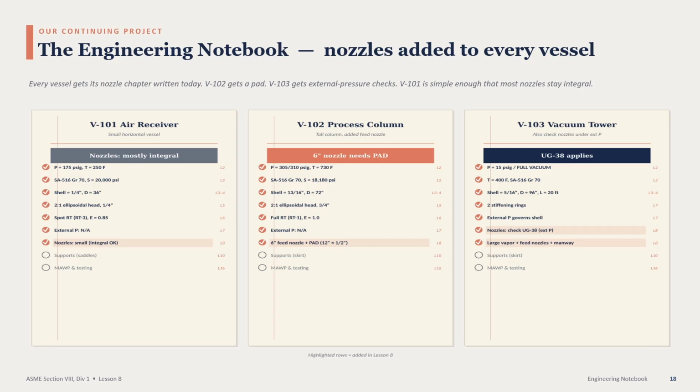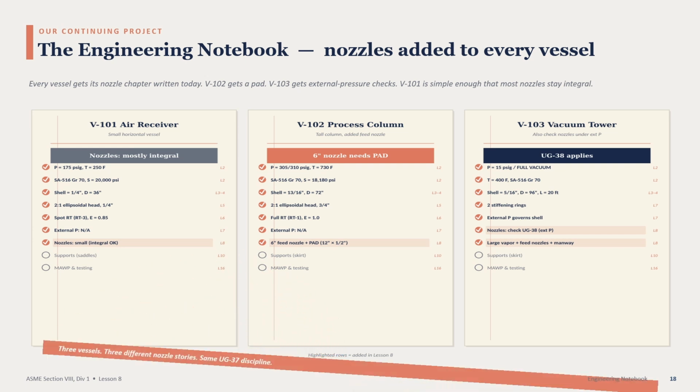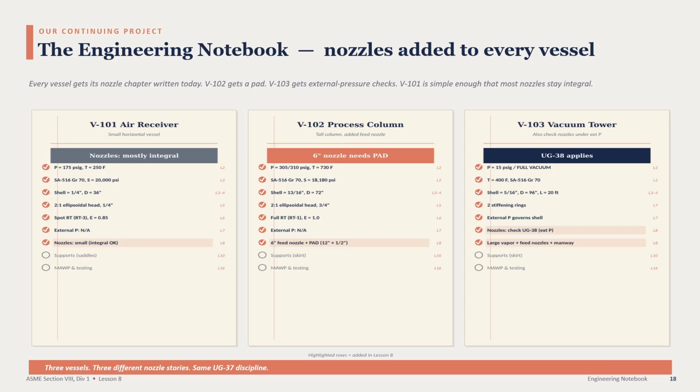V103, our vacuum tower. Large nozzles, the vapor outlet, the feed nozzle, the manway all need reinforcement. And because V103 sees external pressure, its nozzles also need to be checked per UG-38 for buckling. That's on the next slide. Three vessels, three different nozzle stories. Same UG-37 discipline for all of them.